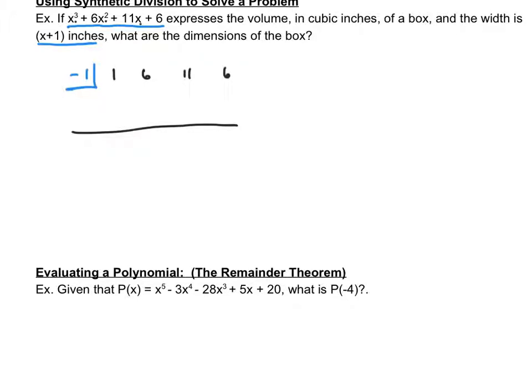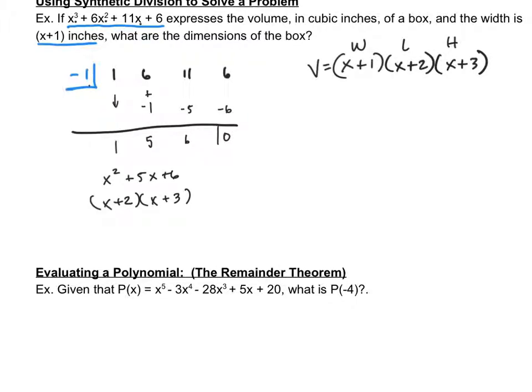All right, there are my coefficients for synthetic division. Remember to add downward. That's going to be 1. I'm going to multiply across, so negative 1 times 1 is negative 1. I'm going to add down again. That becomes 5. Multiply across, that becomes negative 5. I'm going to add down again. That becomes 6. Multiply across, and that is negative 6, remainder of 0. So it is a factor.